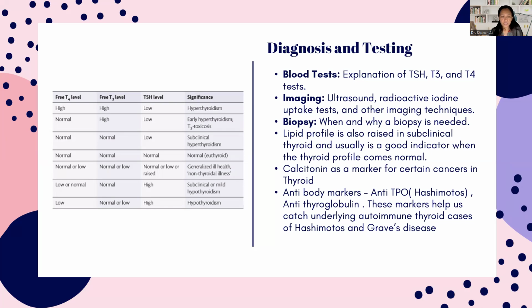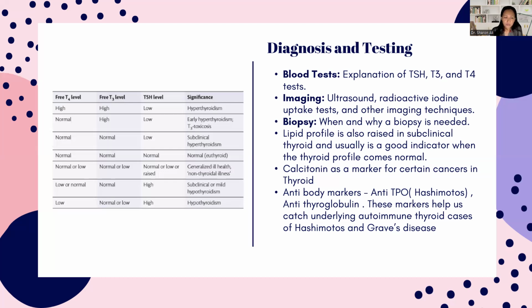Pre-T3, T4 and TSH levels. If the TSH is low, it's hyper. If the TSH is low, but then free T3 is high, then it is hyperthyroidism or T3 toxicosis. If it is normal free T3, T4, but low TSH, then it is subclinical hyperthyroidism. If it is normal, that's euthyroid, that's healthy.